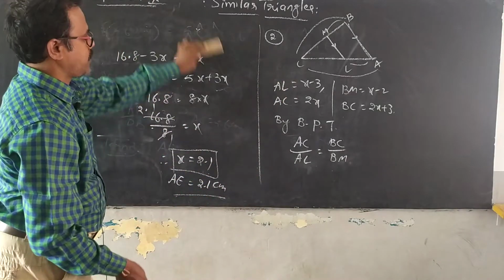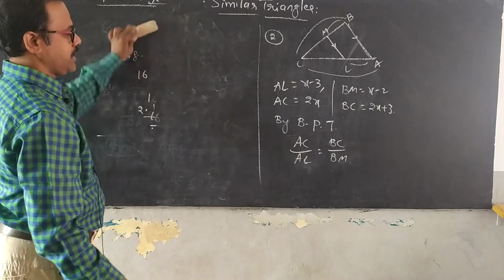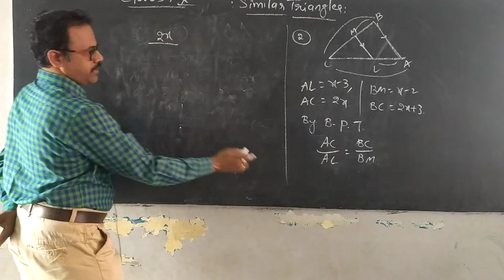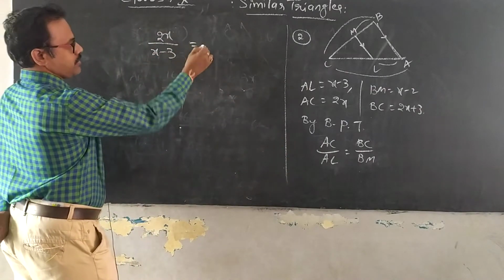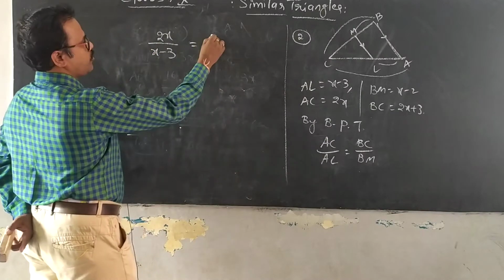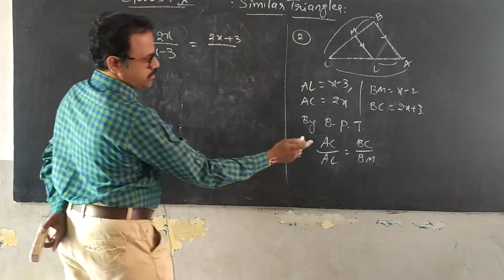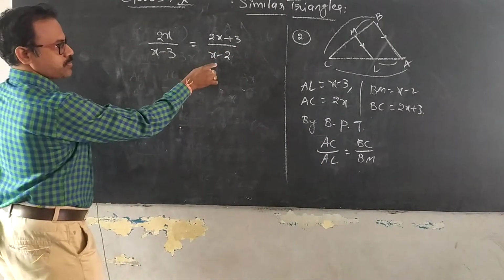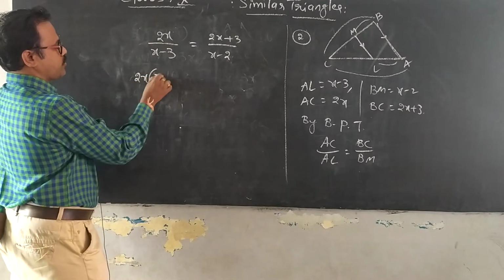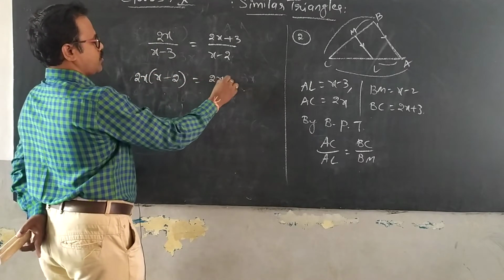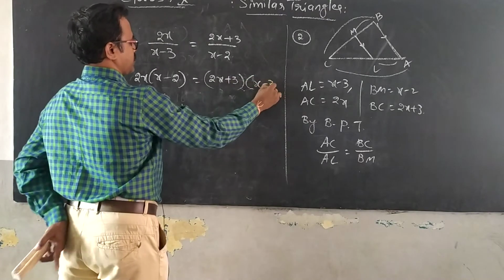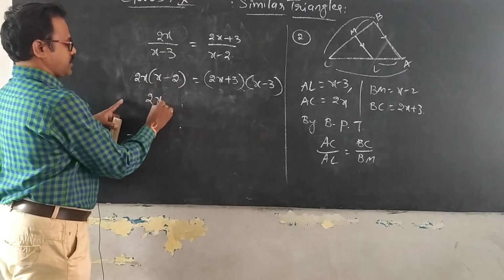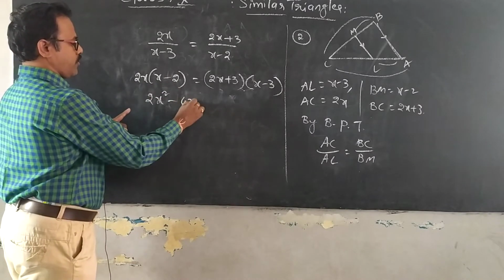Now you are going to substitute. AC is given as 2x, AL is x minus 3, BC is 2x plus 3, and BM is x minus 2. So 2x by (x minus 3) is equal to (2x plus 3) by (x minus 2). Now make the cross multiplication: 2x into (x minus 2) is equal to (2x plus 3) into (x minus 3). Come on, do it. 2x into x gives 2x square, minus 2x into 2, which is 4x.